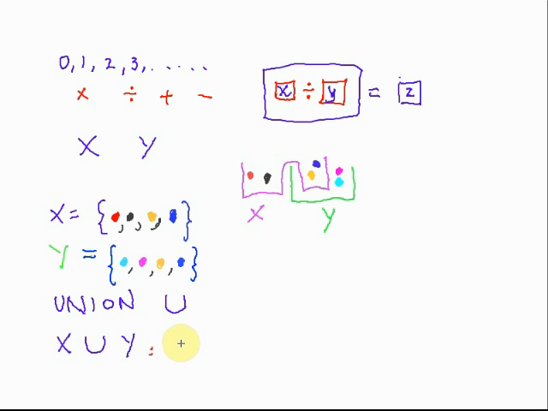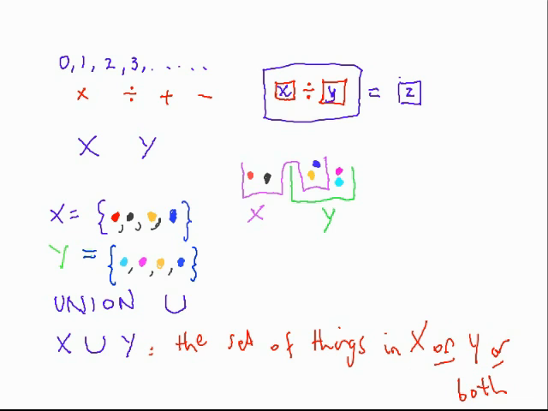So X union Y is the set of things in X or Y or both.